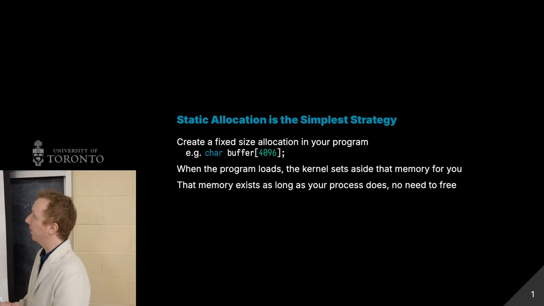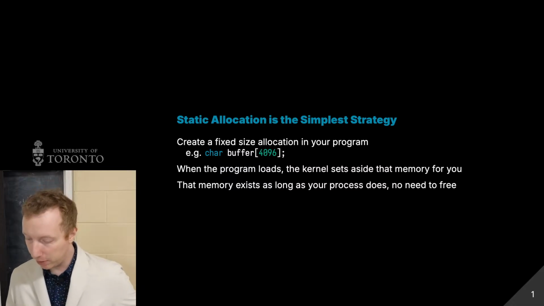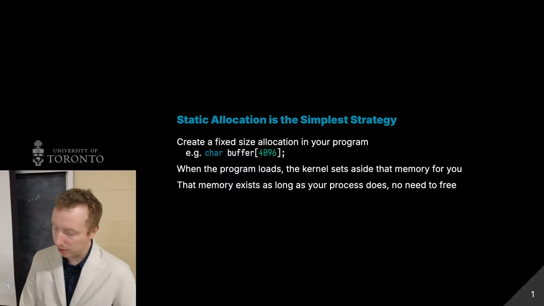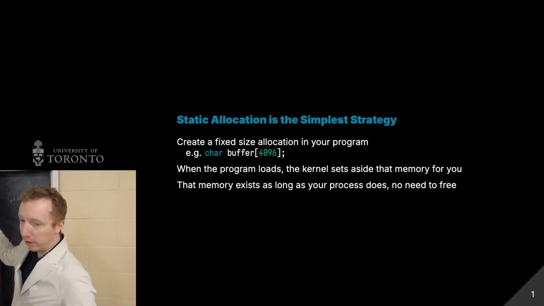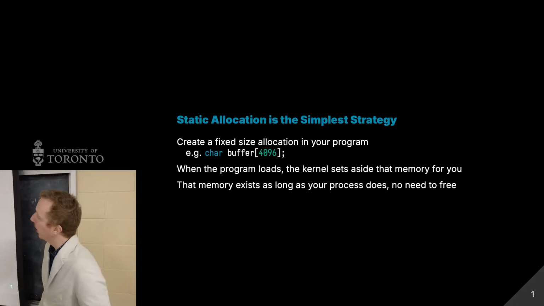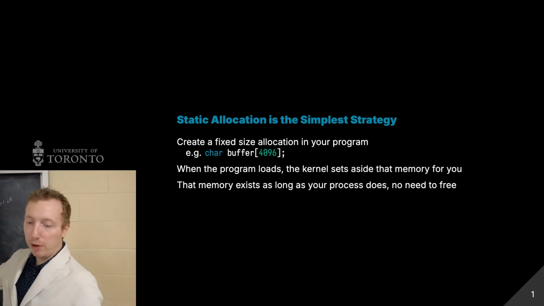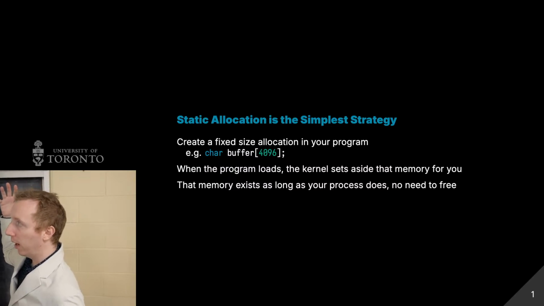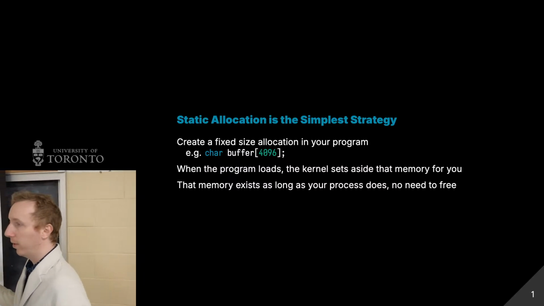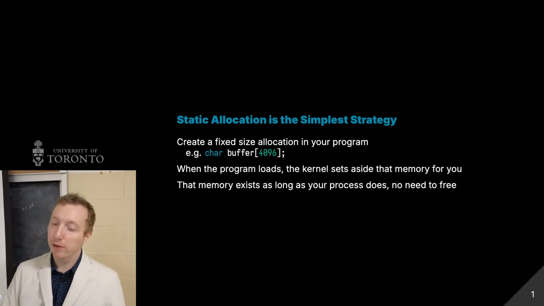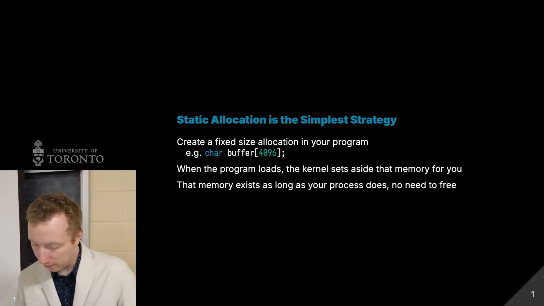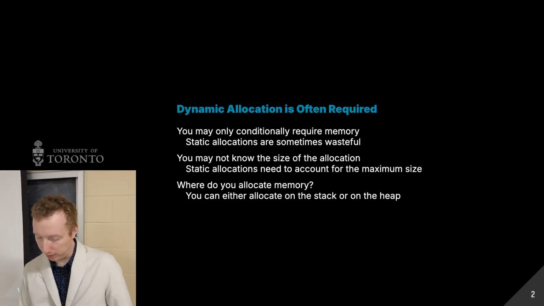You create a fixed size allocation in your program. Maybe you have a global variable called buffer, a char buffer of the size of a page, 4,096 bytes. Then when the program loads, if this is a global value, the kernel is going to set aside that memory for you. The memory exists and is valid as long as your process does, so there's no need to free it. Everyone loves good old global memory.